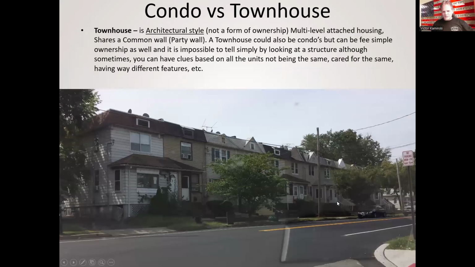Look at this. Some units, the grass is trimmed. Some don't have grass. Some do. Some have bushes. Some don't. Look at this one. This one's like falling apart. The bushes are overgrown. Yeah, these are all townhouses here. Definitely not condos though. I know this for a fact, but by looking at it, that would be my guess too. So even though you can't tell by looking at them, sometimes you could get a clue, like in this case.